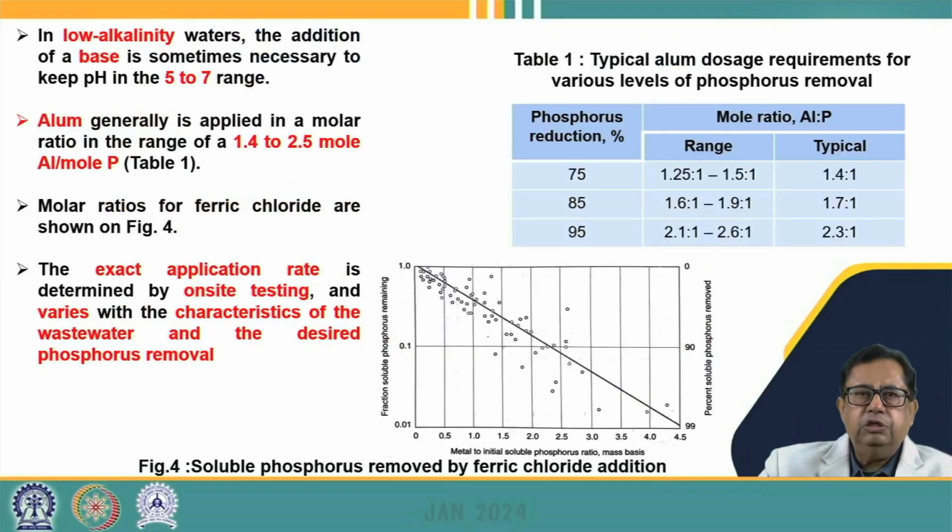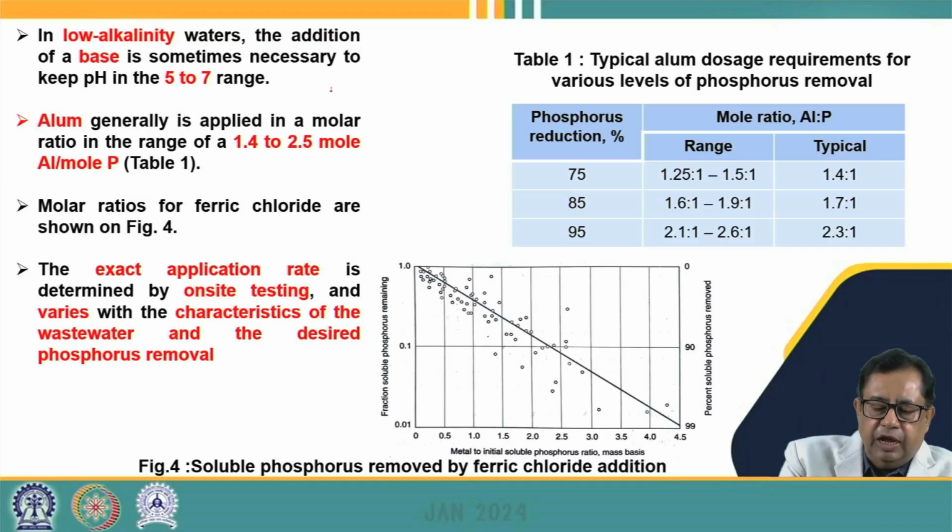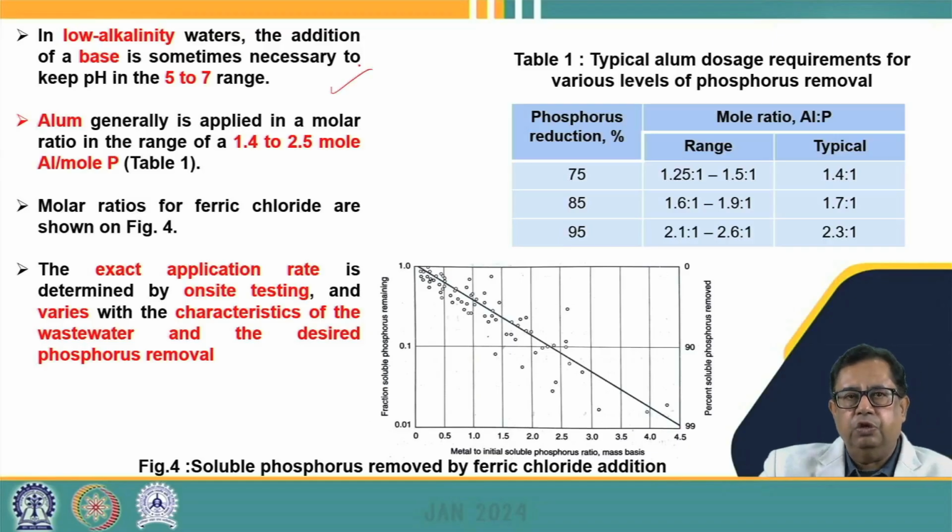So when we are using low alkalinity water, it is sometimes desired that we also add some base, because when we are adding the metal salts, it may increase the acidity of the water, and if the water does not have buffering capacity or has very low alkalinity, in that case the pH may go down beyond the optimum range. So that's why it is very necessary that we add certain base to the wastewater, so that the pH is always maintained between 5 to 7.